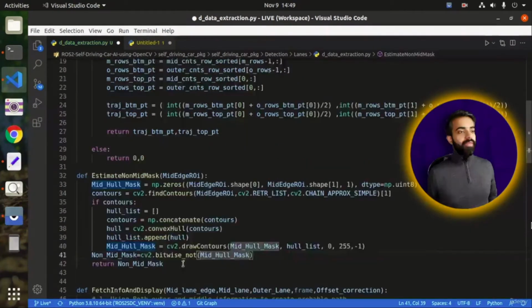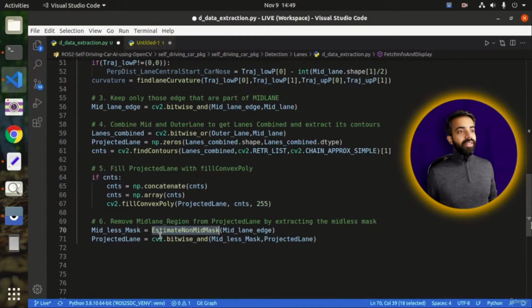Now once you have defined this function, it simply takes the mid-edge region of interest, and what it gets as an output is a non-mid mask, which is everything except the mid lane. Once we have this, we can use it inside this particular function by multiplying it, or bitwise ANDing it, with a midless mask with the projected lane. And what we get as an output is simply the region that is free from that mid lane.